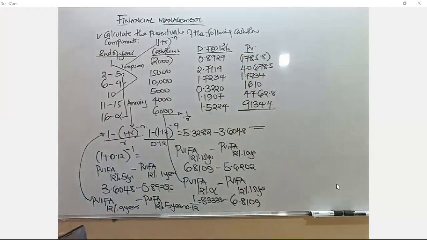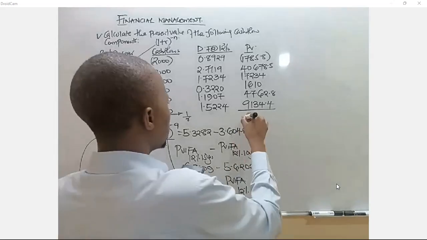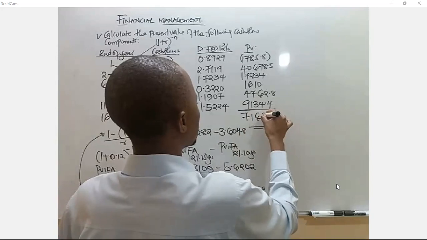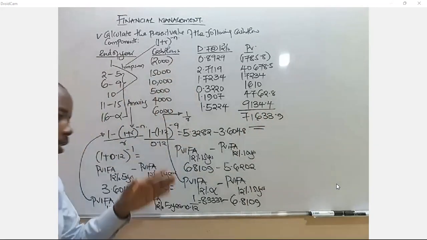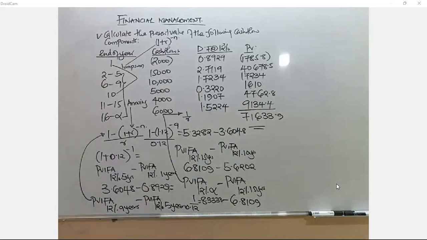So we say minus 1785.8 plus 4678.5 plus 17,234 plus 1610 plus 4762.8 plus 9134.4. What you are getting is around 71,633.9. Now, from that one, I just want to give you an assignment here.